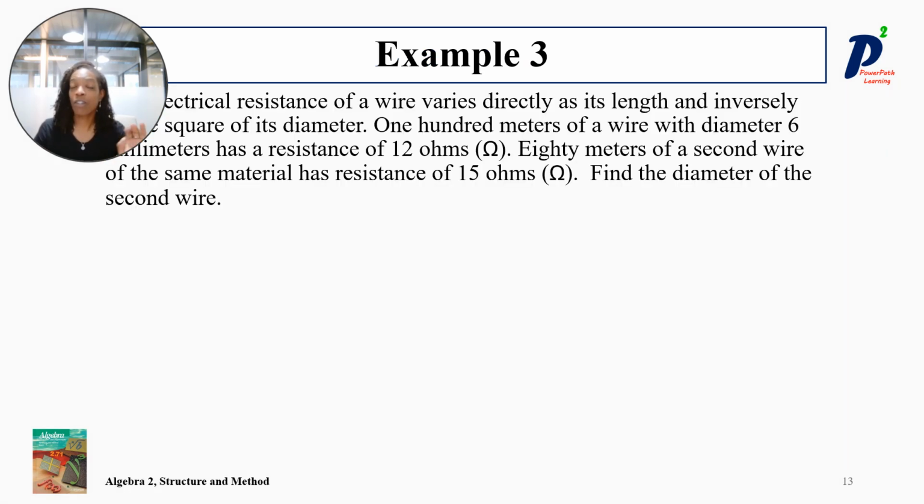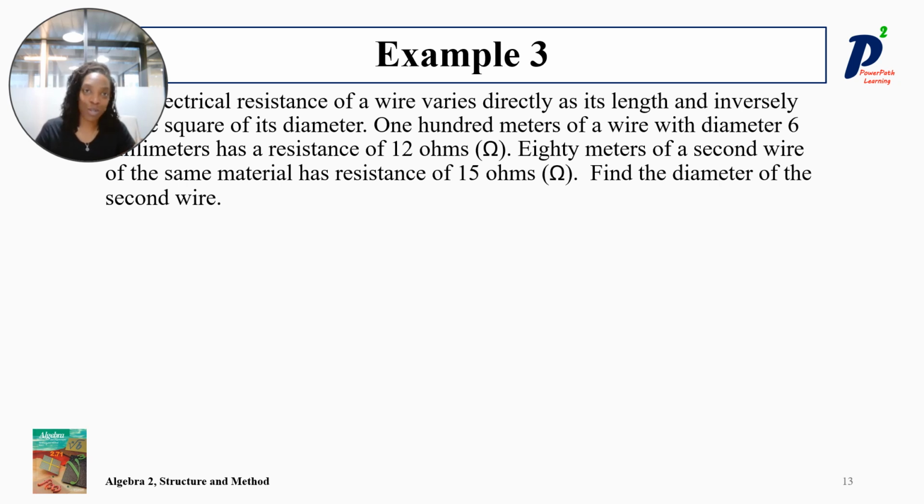In our final, very wordy example, we have direct and inverse variation. Told you it would come in handy. The electrical resistance of a wire varies directly as its length and inversely as the square of its diameter. 100 meters of a wire with diameter 6 millimeters has a resistance of 12 ohms. 80 meters of a second wire of the same material has a resistance of 15 ohms, and we need the diameter of the second wire. Boy, there is a lot there.